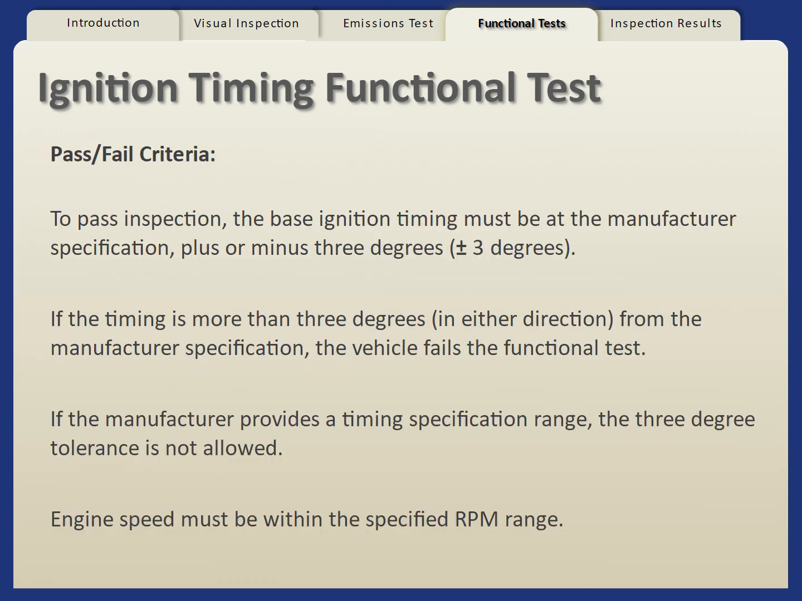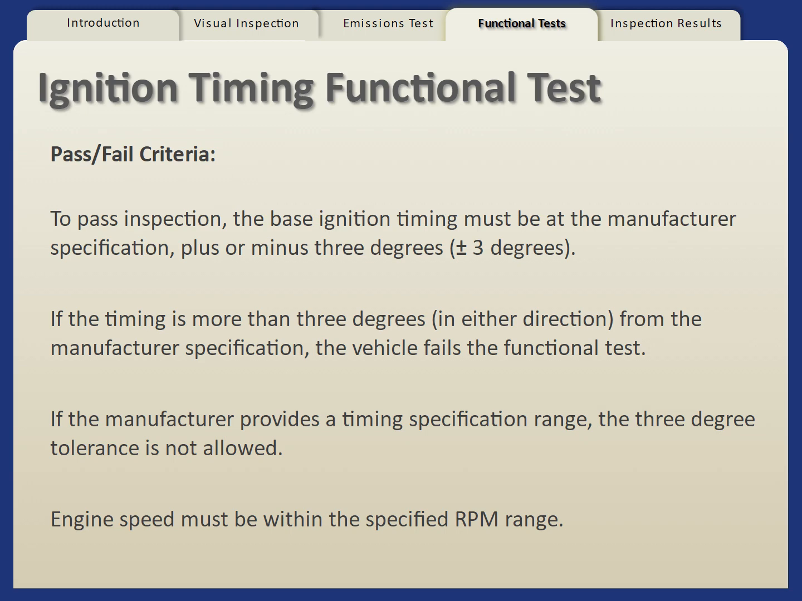To pass inspection, the base ignition timing must be at manufacturer specification plus or minus 3 degrees. If the timing is found to be more than 3 degrees in either direction from manufacturer specification, the vehicle fails the functional test. If the manufacturer provides a timing specification range, the 3-degree tolerance is not allowed.